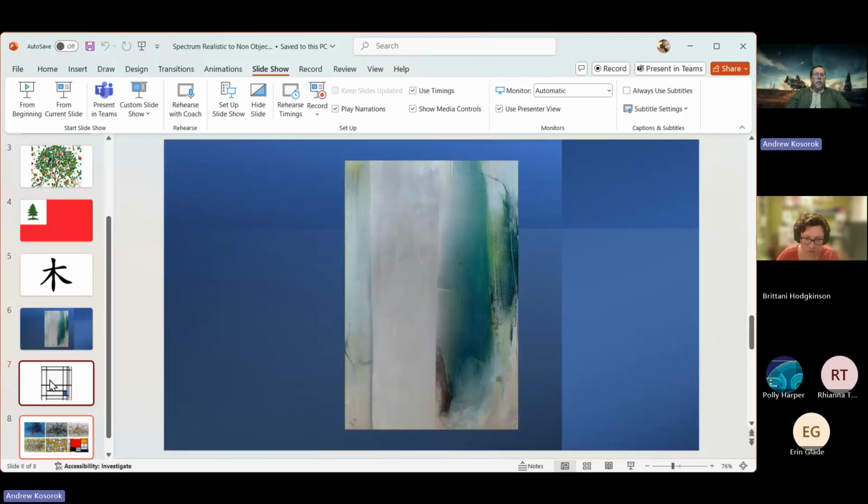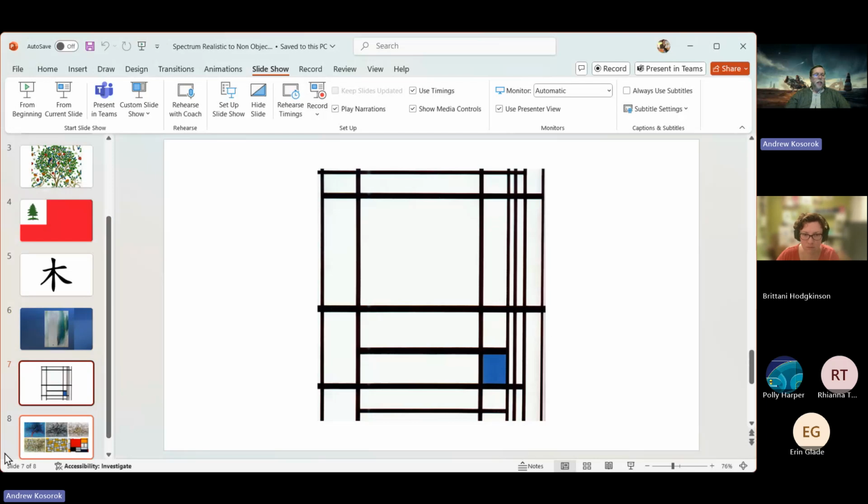It's slide number 7 that we're looking at. Can everybody see slide number 7? Yes, it looks like a ladder or a building with a window. Yeah, it looks like a ladder.